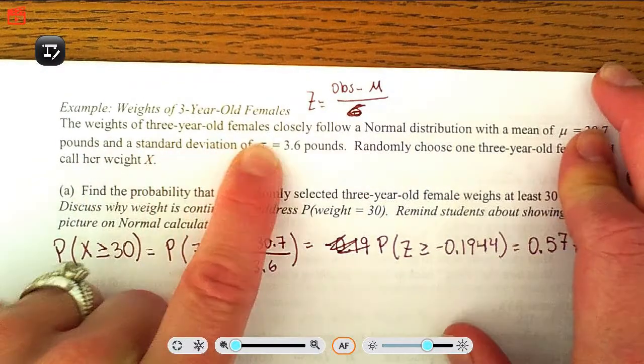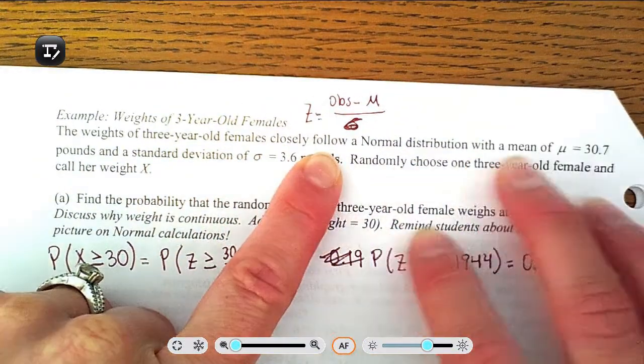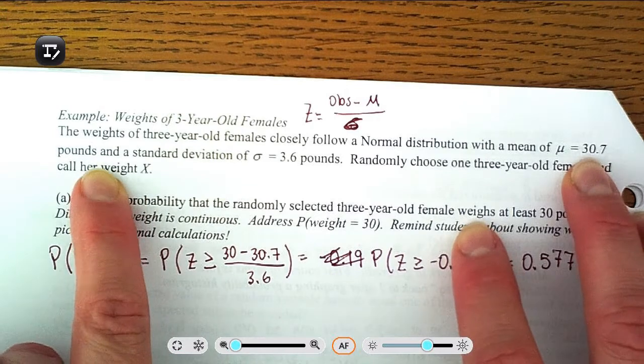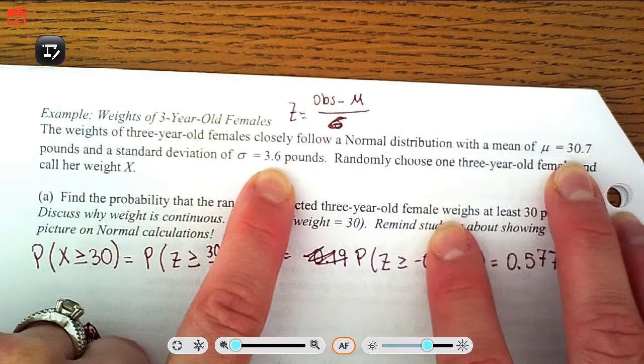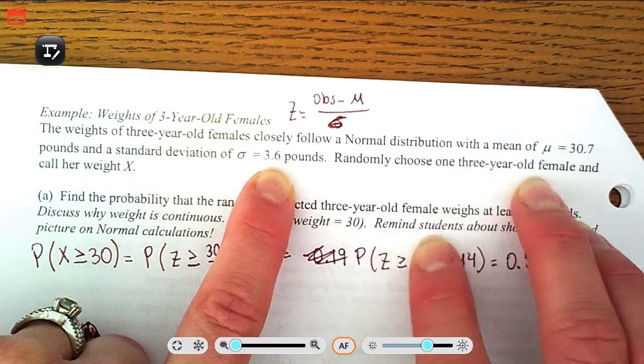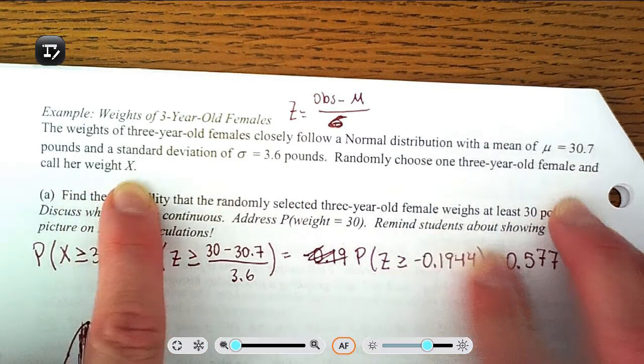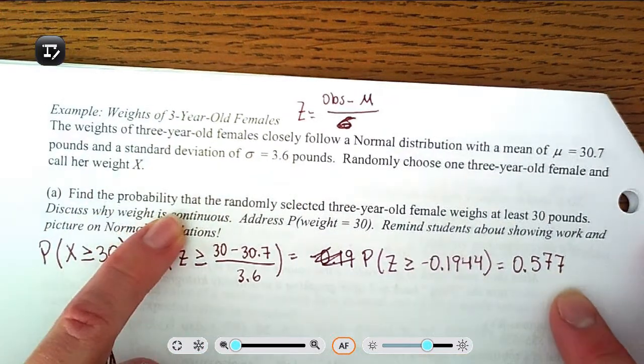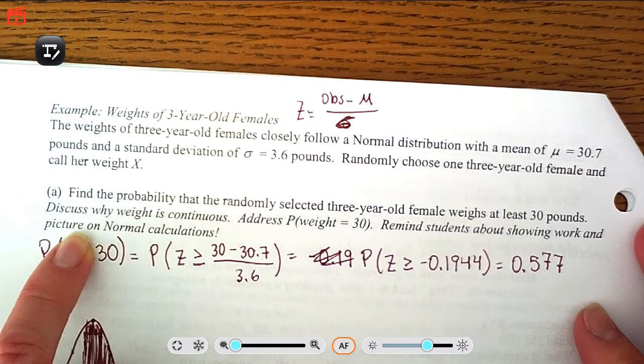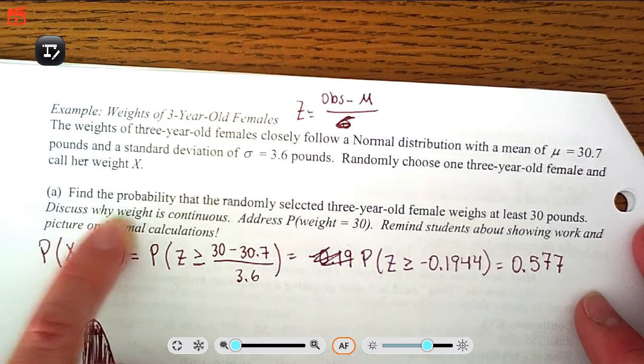The weights of 3-year-old females closely follows a normal distribution with a mean of 30.7 pounds and a standard deviation of 3.6 pounds. Randomly choose one 3-year-old female and call her weight X. Find the probability that the randomly selected 3-year-old female weighs at least 30 pounds. Discuss why weight is continuous.